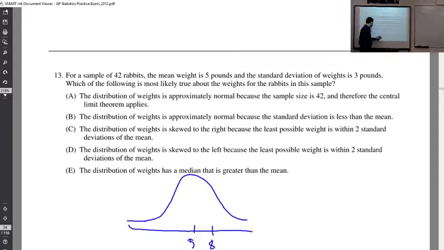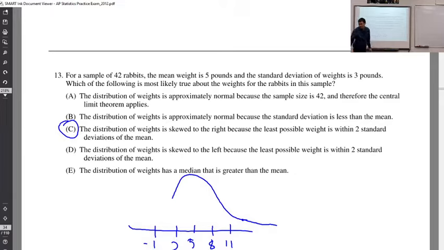So a standard deviation to the right, another standard deviation to the right, a standard deviation to the left, another standard deviation to the left, and we're at -1. Well, a rabbit can't weigh -1 pounds, so this left tail here is basically taken away until we get to 0, and maybe those data points get piled on here, and all of a sudden we have a distribution that's skewed to the right, because the smaller values that would be in that normal distribution are not possible to get in this case.